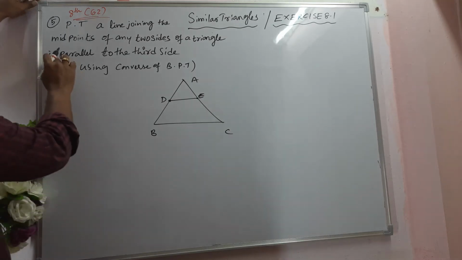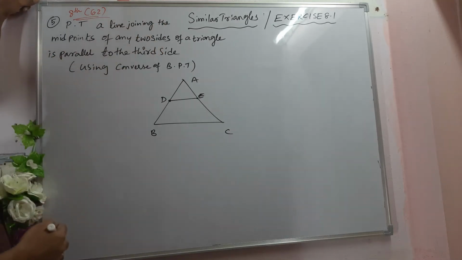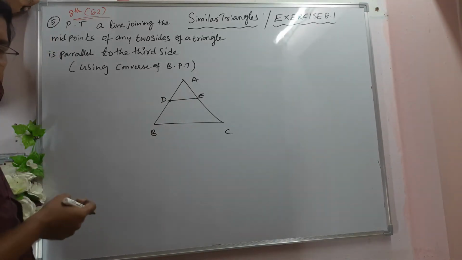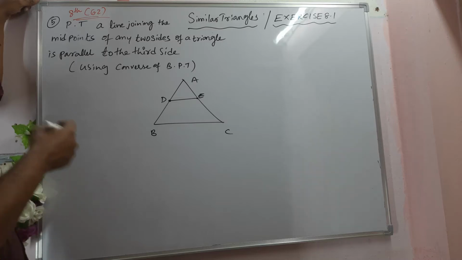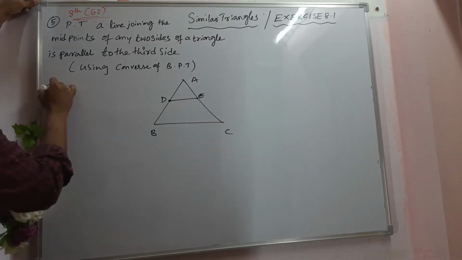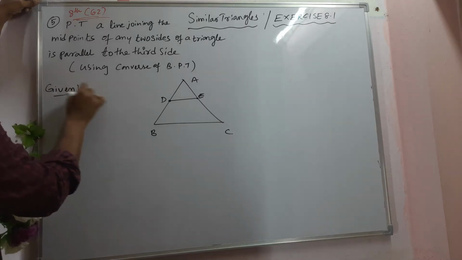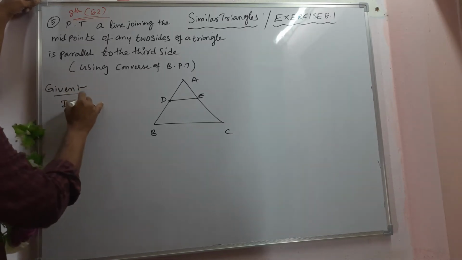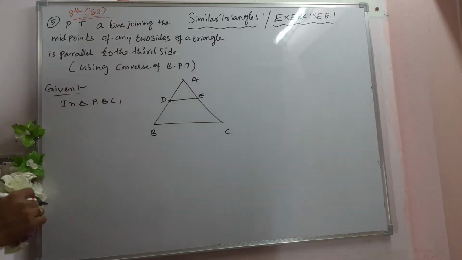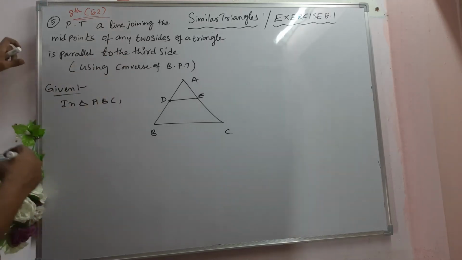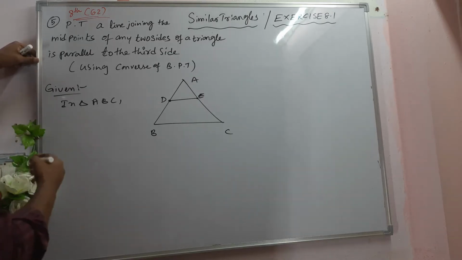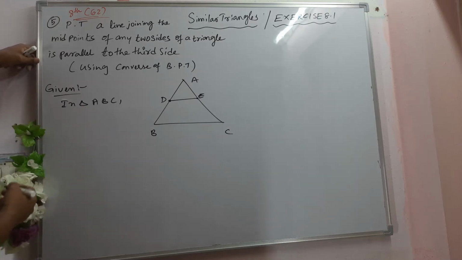So what is to be proved here? This line is parallel to the third side. That means DE is parallel to BC. We have to use here the converse of the basic proportionality theorem. It is another simple sum, very simple sum. Okay, right. See what is given, students. In triangle ABC, can you understand my handwriting? Please, I will improve my handwriting. If it is bad, I will improve, definitely.